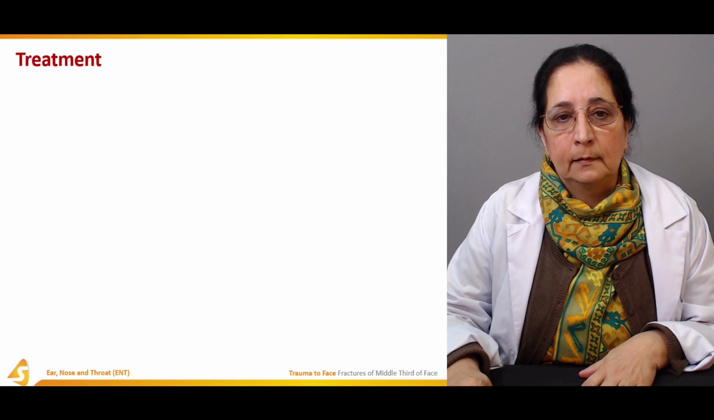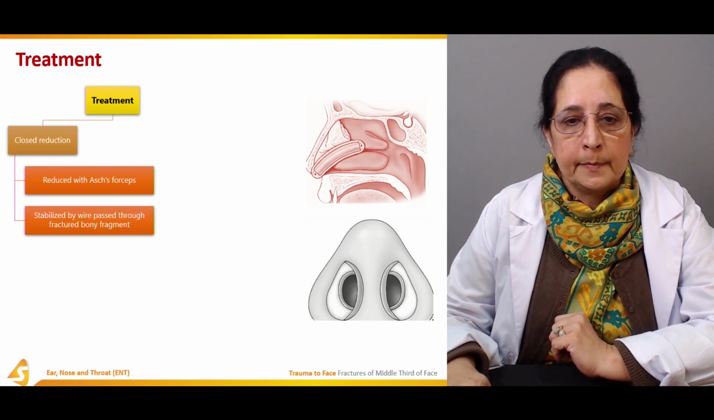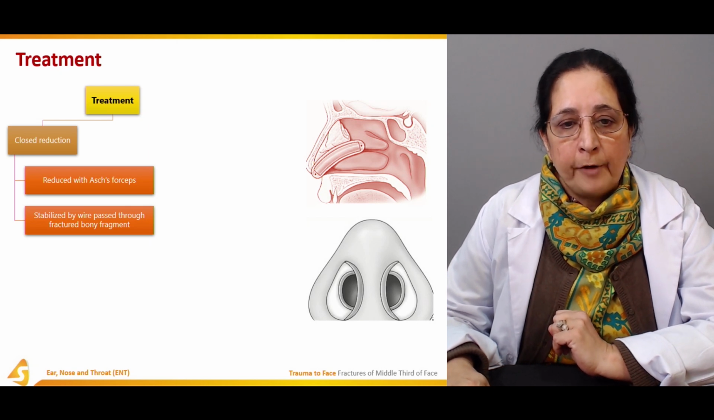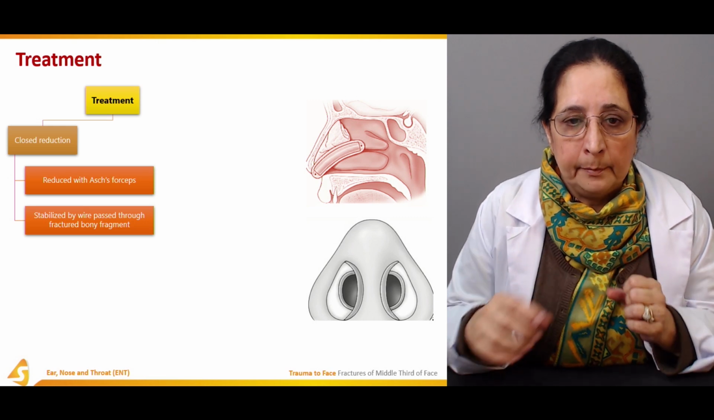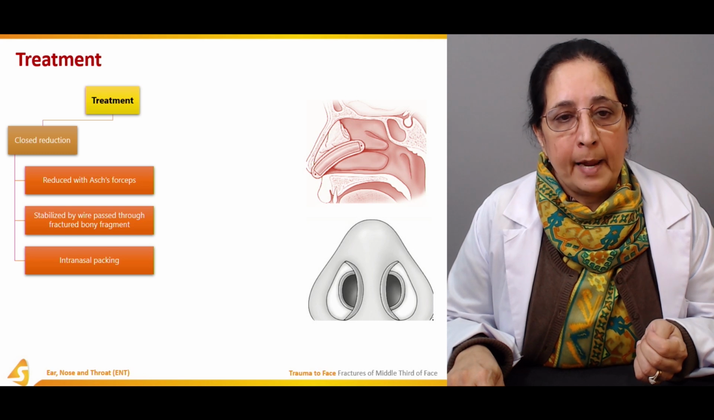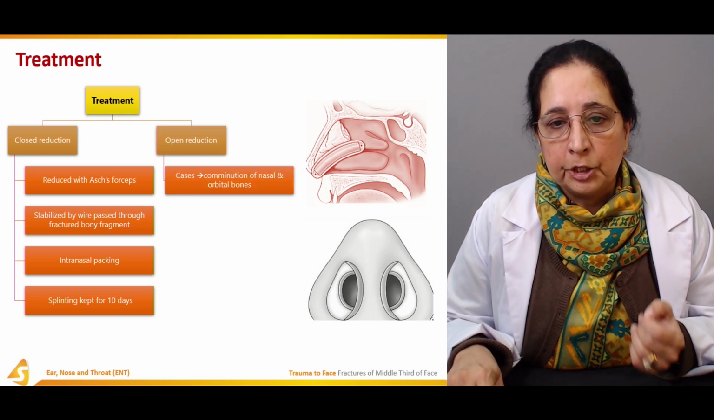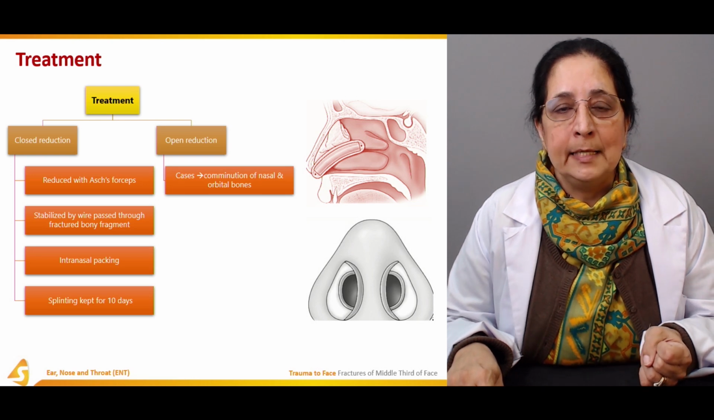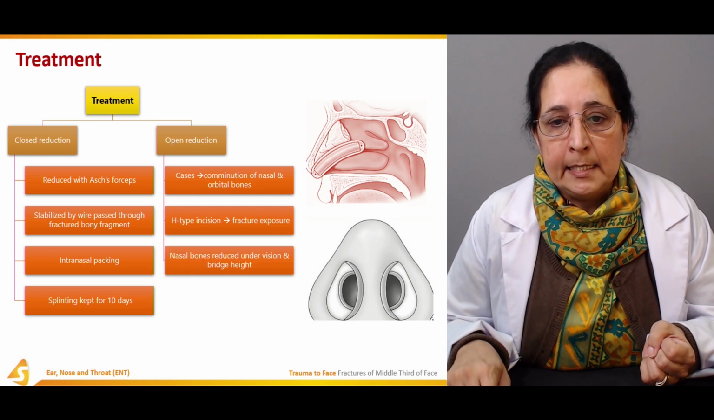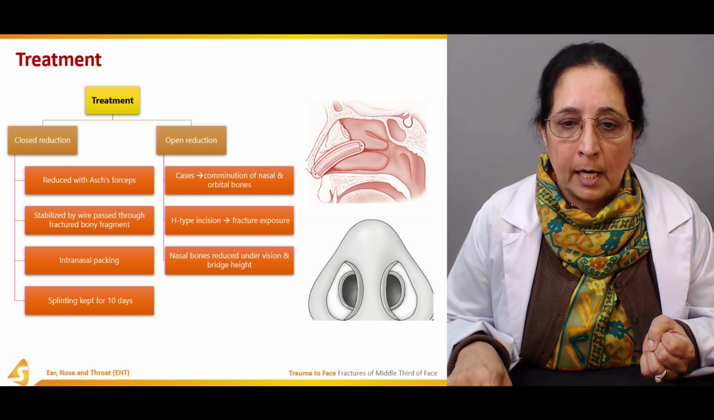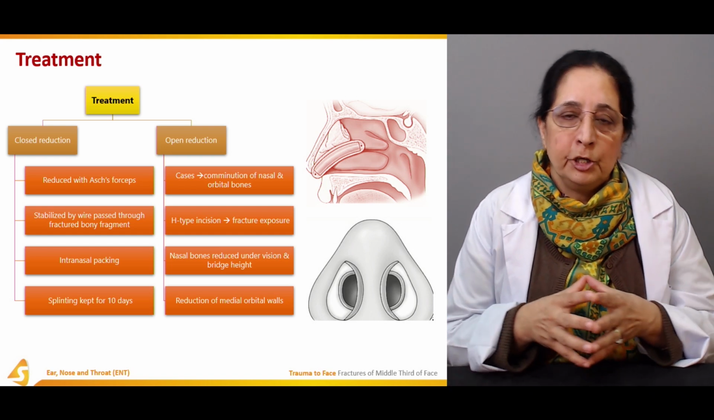and CT scans. Treatment is by closed reduction, which is reduced with Asch forceps and stabilized by wire passed through the fractured bony fragment. Internal wiring is done to keep the fractured pieces in place. Intranasal packing and splinting are kept for 10 days to immobilize the fracture site. Open reduction is done when there is comminution of nasal and orbital bones. An H-type incision is performed to expose the fracture, and the nasal bones are reduced under vision, with bridge height and reduction of the medial orbital walls. So all this treatment is closed reduction, open reduction.